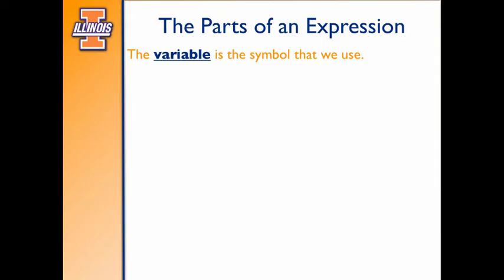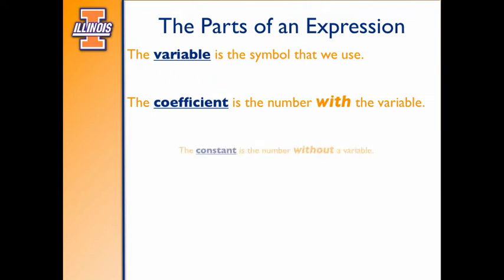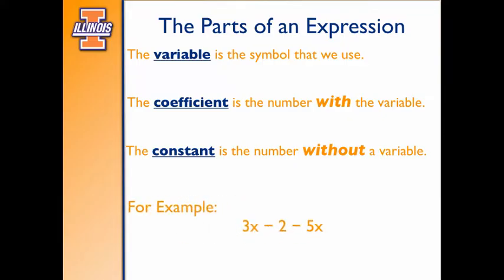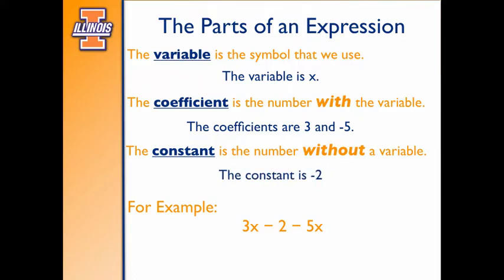The variable is the symbol that we use. It's the letter. The coefficient is the number with the variable. And the constant is a number without a variable. For example, in this expression, our variable is x. Our coefficients are 3 and negative 5, because those are both the numbers with our variable x. Our constant is negative 2. It's the only term that doesn't have a variable.